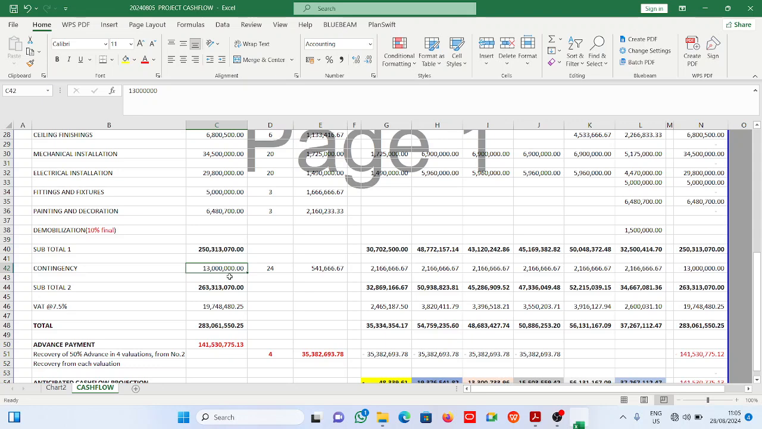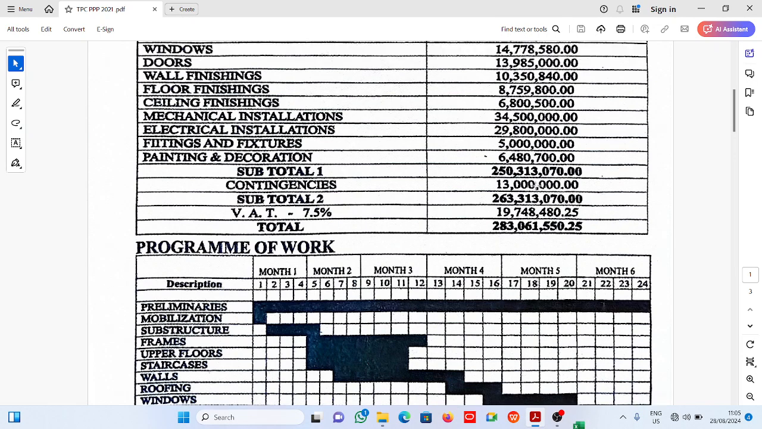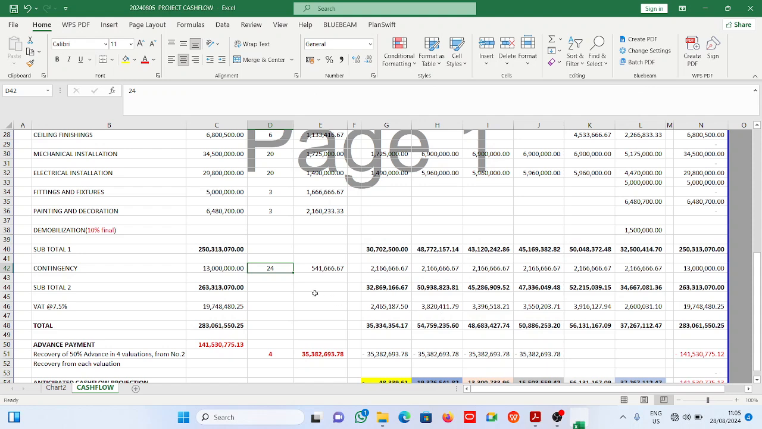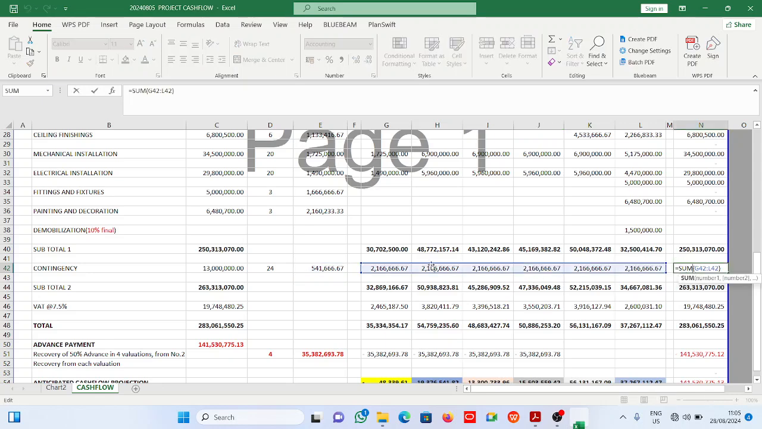If there is nothing contingent, it becomes a saving for the client. So the contingency is, let's see it here. We run the contingency is 13 million. All right, so we run it through the project divided by 24 weeks. So we have this per week. So this multiplied by 4, this multiplied by 4, multiplied by 4, multiplied by 4. Now if I add everything up, it gives me 13 million for the contingency.